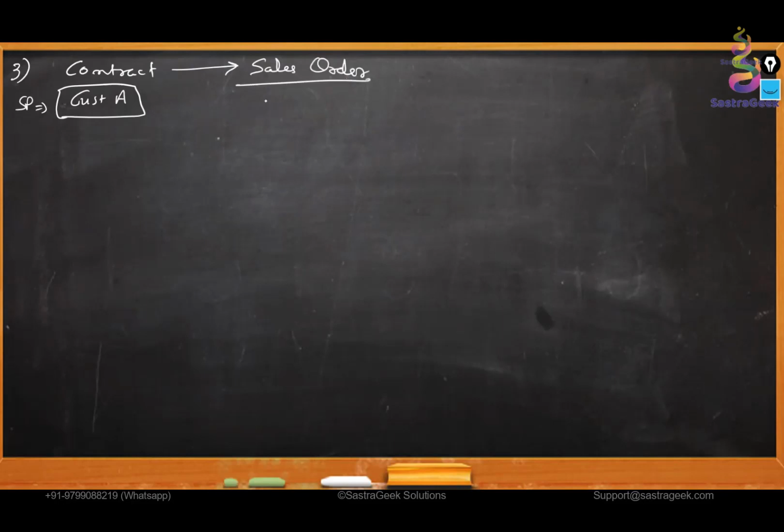A simple example: you have a contract for customer A as the sold-to party. This is your SP, sold-to party, and you want to subsequently create sales orders out of the contract. But you had better be careful and check whether you are creating your sales order for the same customer or not.